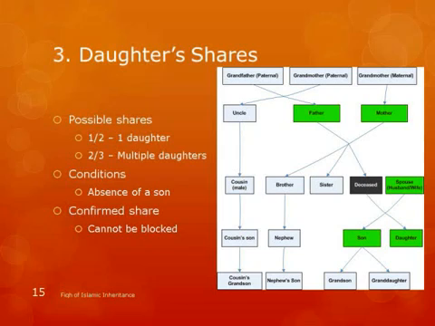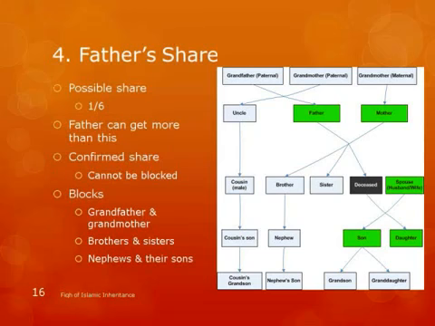So daughter's share is clear, right? She gets half if she's by herself, or she can get 2/3 if there are multiple daughters. So if there are like 10 daughters, how much does each get? Combined, all of them share from 2/3. So 2/3 divided by 10, whatever, right? So daughter is again one category. It's not like each of them gets the share. It's like a complete category.